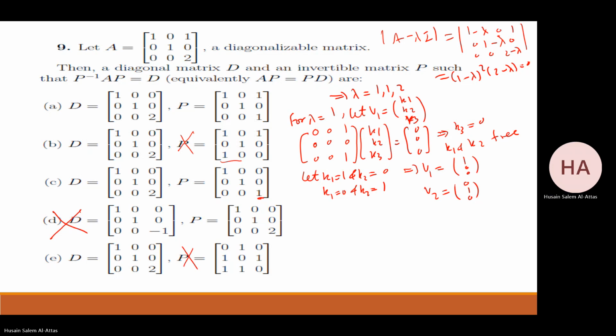Okay. Now I will work out lambda equals 2, let me see what will happen. I let V3 be K1, K2, K3. What will happen? I have this system: minus 1, 0, 1; 0, minus 1, 0; 0, 0, 0.